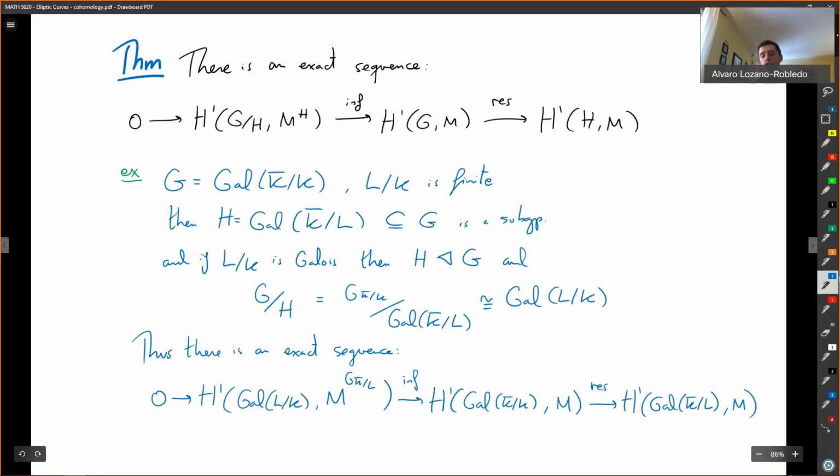Through theorems like Hilbert's Theorem 90, I can typically compute things like this. And if I'm able to compute this, then that tells me information about cohomology groups of finite extensions. So this is how this exact sequence will be used in the future.